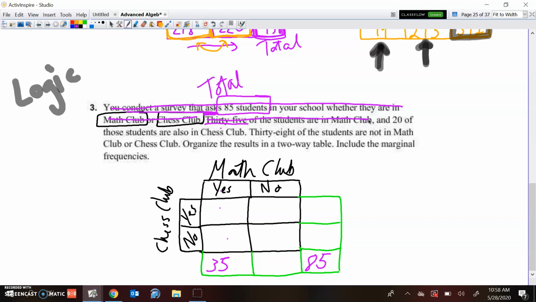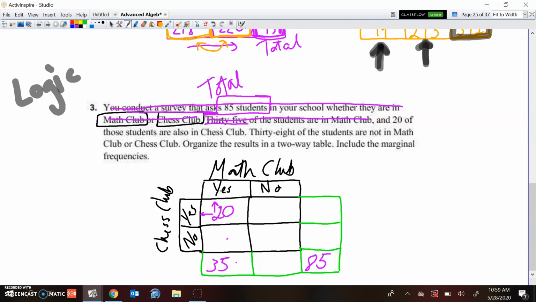20 of those students are also in chess club. So 20 of this 35 are in chess club. So if I go backwards, I'm going to fill in one of these two sections. 20 of the 35 said yes to chess club, so I can put a 20 in here for chess, because this is my yes for chess and yes for math. So 20 are in both.